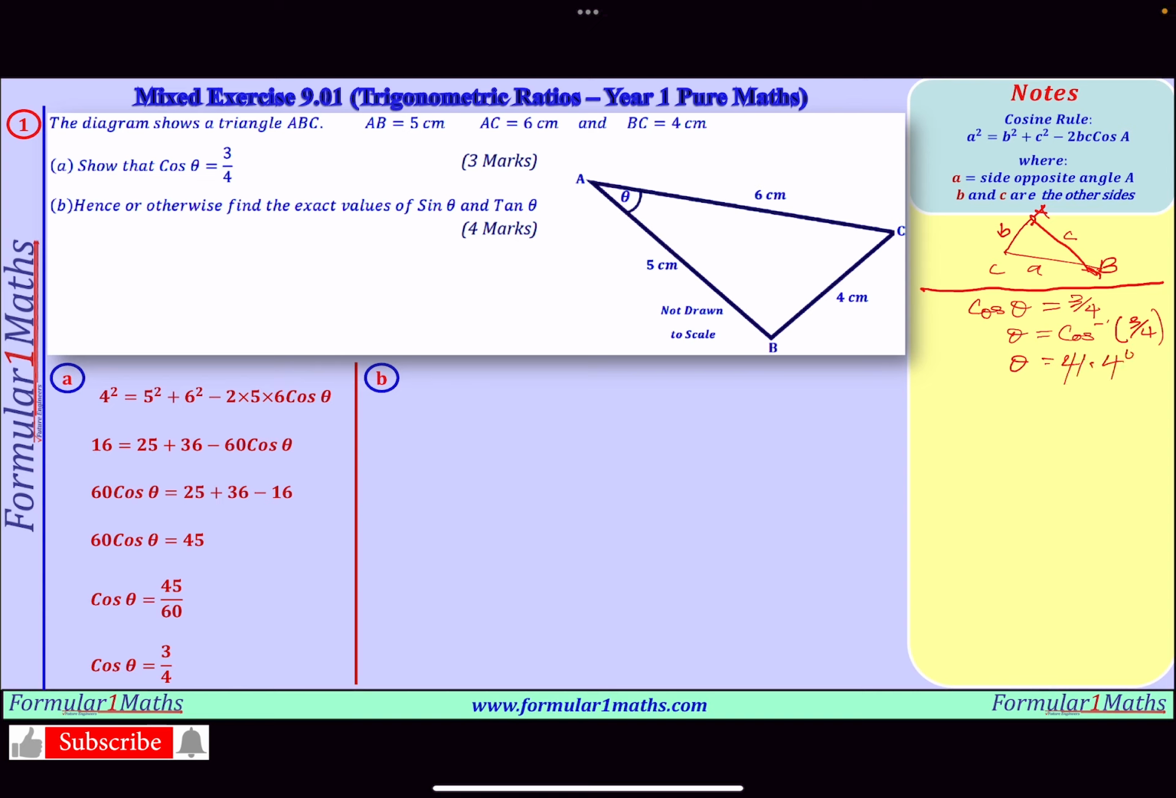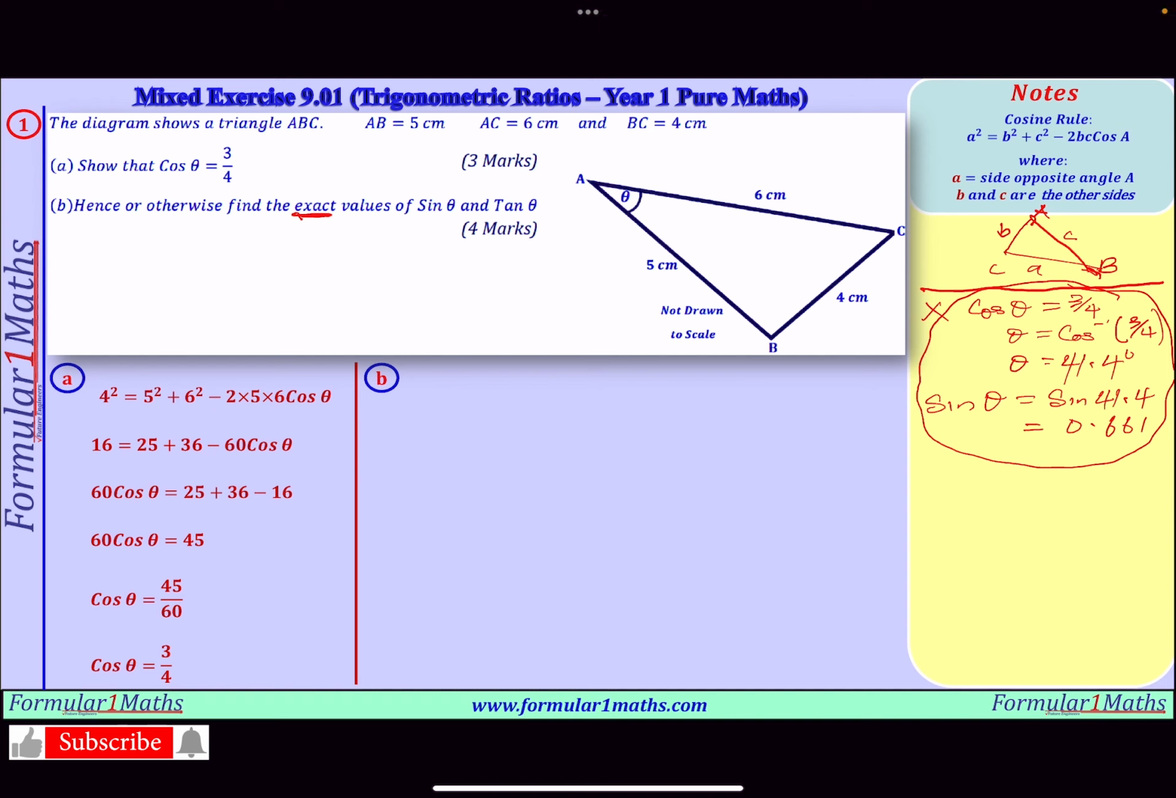41.4 degrees. And then you're going to go ahead and say sine theta is equal to sine 41.4, and that will give 0.661. And then you go ahead and do the same thing for tan theta. But that is not the right way to answer this question. So you should not do this in an exam. No matter what you do with a calculator, you're not going to get exact values here as required. So this word exact is very, very important.